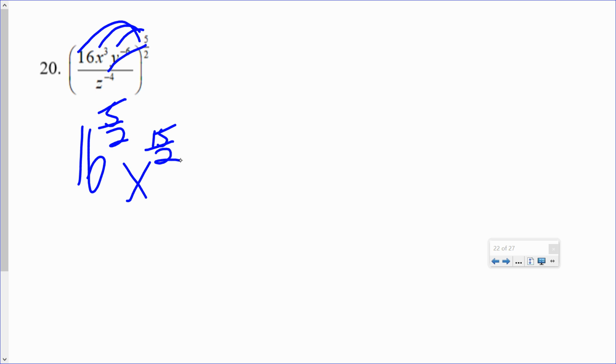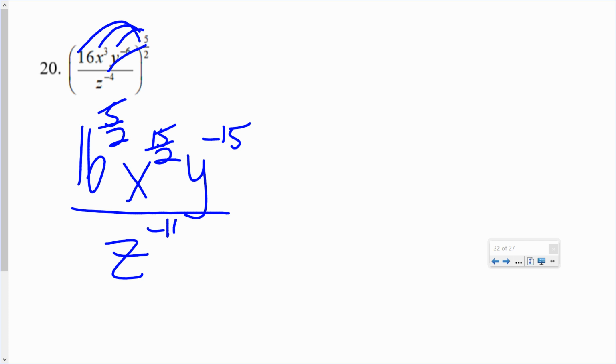Y to the negative 6. Again, when you're raising a power to a power, you're multiplying the powers. Negative 6 and 5 is negative 30. Over 2 is negative 15. And finally, for the z on the bottom, negative 4 times 5 is negative 20. Over 2 is negative 10.